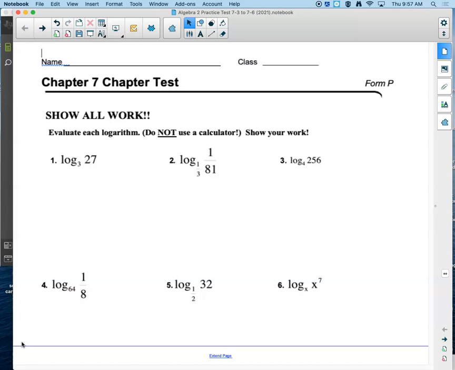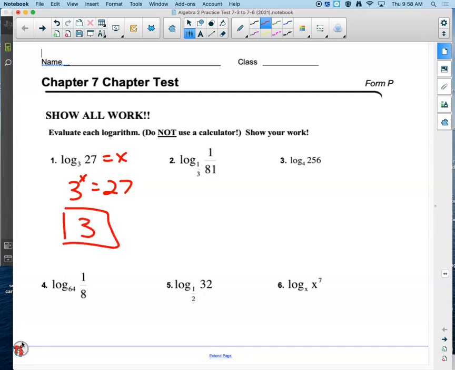Snail shell it. What do you get? But see, even just writing 3 to the x equals 27 tells me you knew what you were doing. That's the step I need to see. And then if you accidentally write 4, I can still give you half a point on that problem because you were okay until you got there, because it's 3 to the 3rd. So when it says evaluate, we're trying to work it down as far as we possibly can.